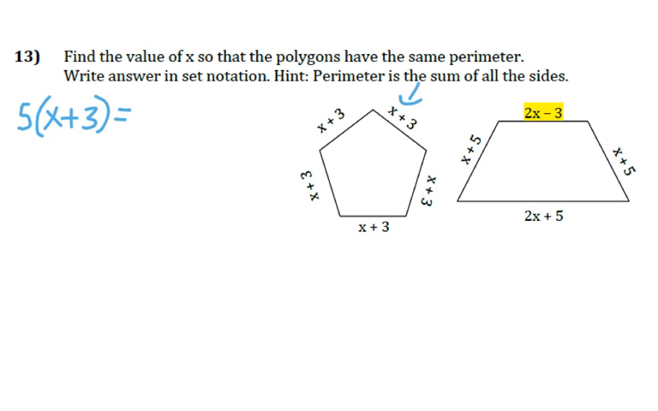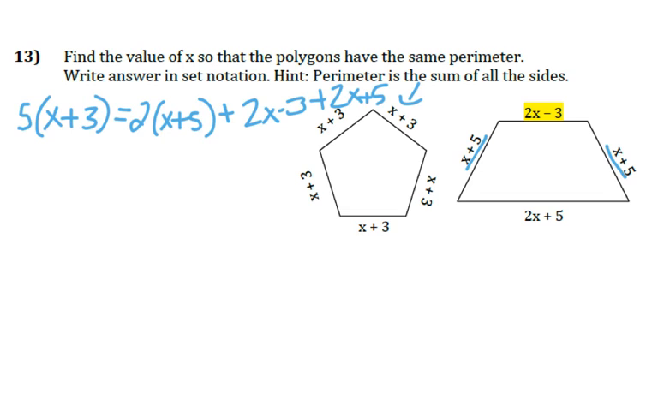And it looks like we have two sides that are the same. So we can write that as 2 times that side, which is x plus 5. And now we're going to add the length of the top of our trapezoid, so 2x minus 3. And we're going to add the length of the bottom, 2x plus 5.